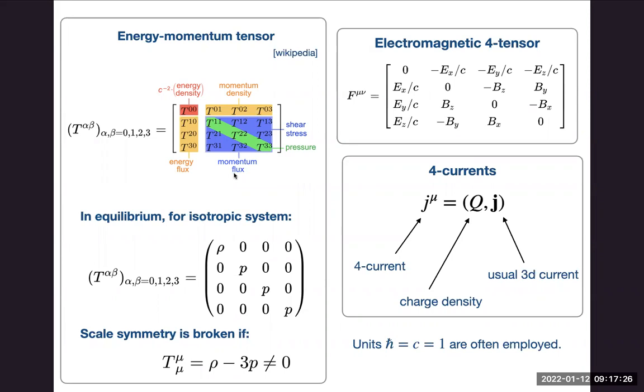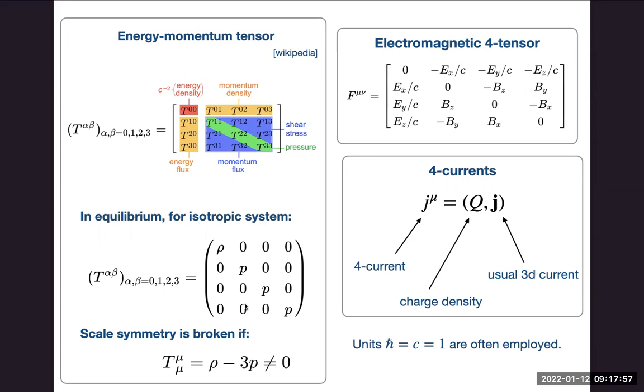And for the electromagnetic field in static equilibrium, for an isotropic system, this element has the meaning of energy density. And those three numbers which are filled are just pressure. Since the system is isotropic, all pressures in all directions are the same. So you have here energy density and pressure. And all other elements are zero because you have no energy transfer.